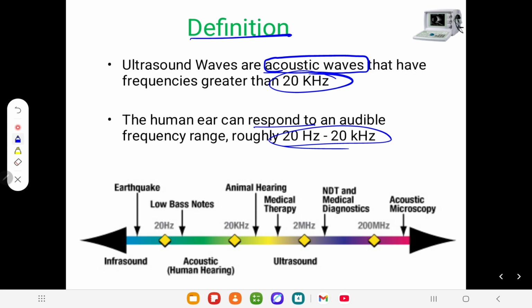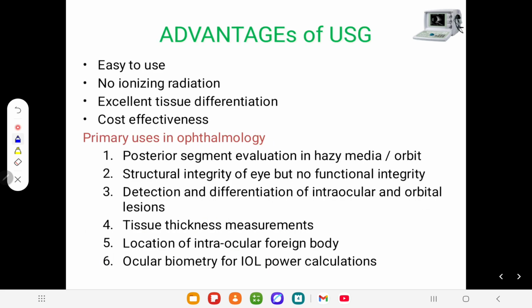This is the same as with light. Take the example of red, then violet, then ultraviolet. The frequency of ultraviolet is greater than violet. The frequency below red is infrared, isn't it? That's why, see, below 20 hertz is infrasound, above 20 kilohertz is ultrasound. So just remember this term, okay?